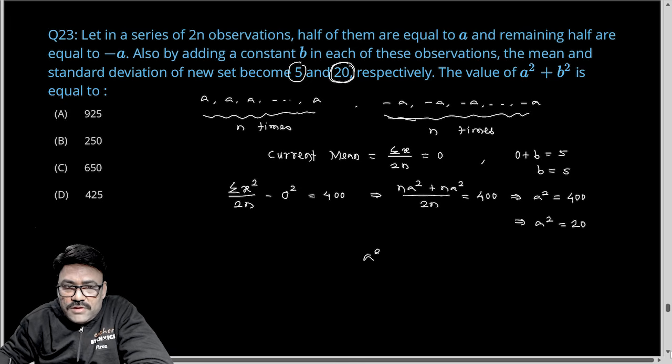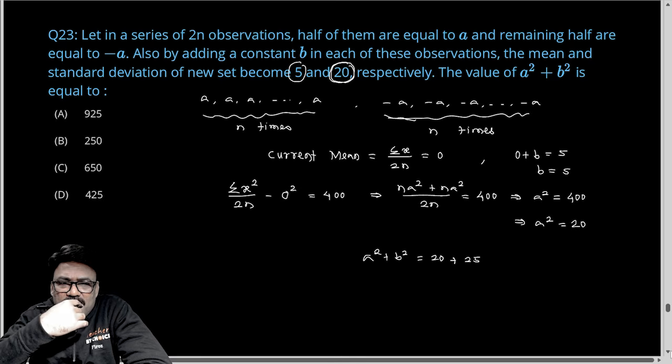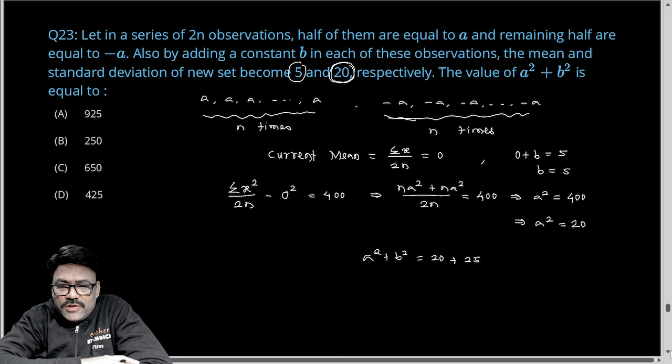What are they asking? They are asking a square plus b square. So a is 20, b square is 25. Am I making some mistake? Current mean is 0. That is correct. So a plus b is 0 plus b, which is 5. B will be 5. Okay. Now the current variance will be sigma x square, number of observations is 2n, mean 0. Standard deviation is 20, the variance will be 400.